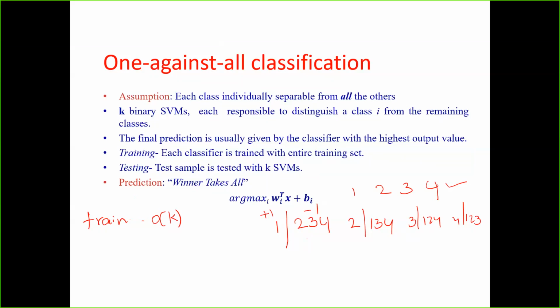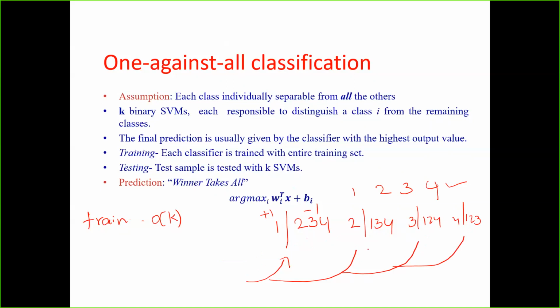So given a new instance, we give it to all the classifiers. I give it to this and compute the score of W transpose Xi plus B, which is the line equation. Similarly, Wi transpose Xi plus B. So given a new instance, I am giving it to each and every SVM and computing the score. Whichever classifier maximizes the score, I assign that corresponding class to the new instance.